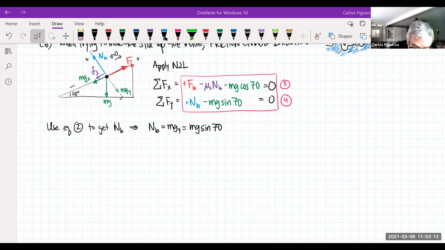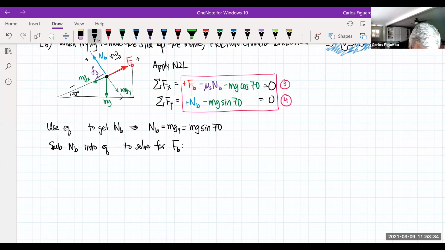And so here we go. So now what I'm going to do here is that I'm going to sub NB into equation 1 to solve for FB. So if I do that, you could see here, I'm saying 2 and 1. I'm sorry. I should have been saying 3 and 4. So when I look at this thing, here I go. So if I look at equation 4, as before, I now solve this thing. But look at the difference now.